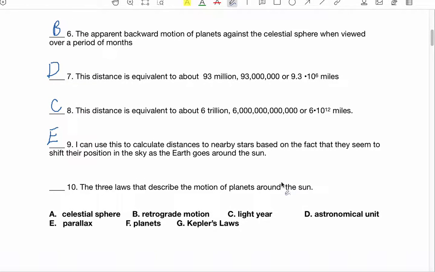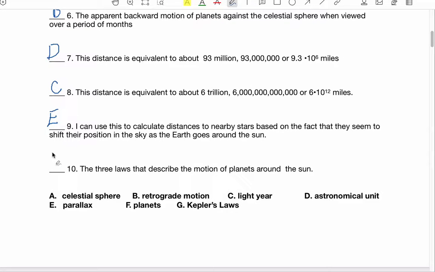And then the 3 laws that describe the motion of planets around the sun, why those are Kepler's laws, of course.